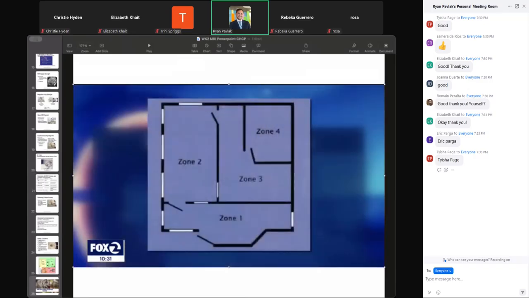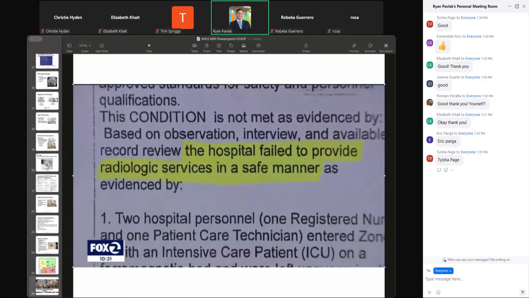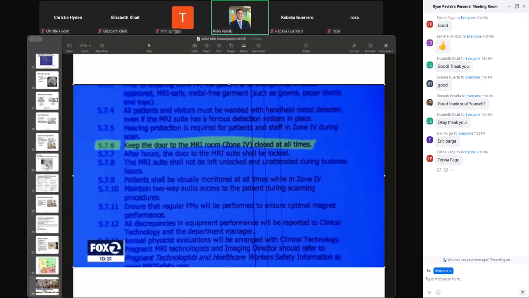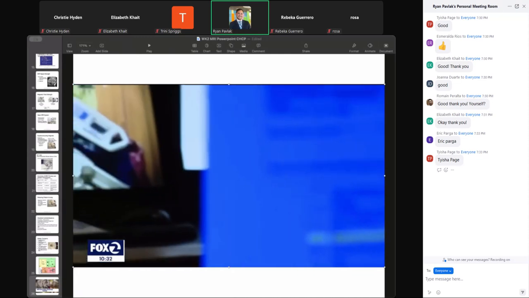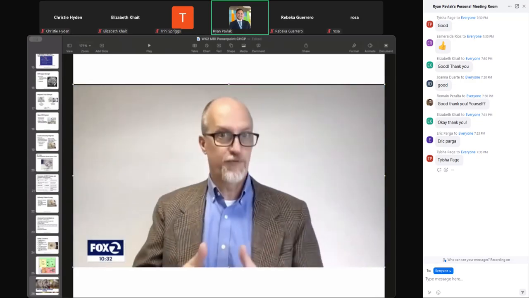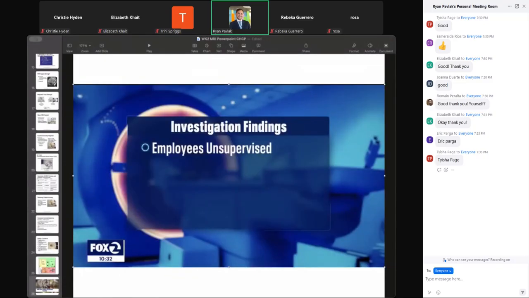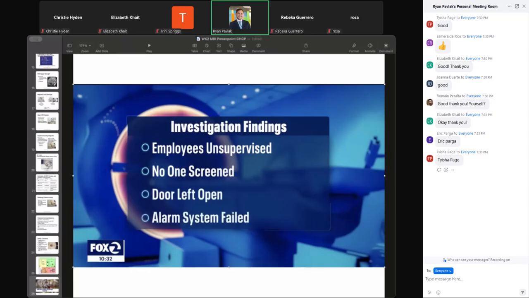It's why there are typically a series of rooms and doors, areas to screen for metal objects. But these findings by the California Department of Public Health show Kaiser Redwood City failed to provide radiologic services in a safe manner. And it's not just a failure of the last barrier, the last individual. It's a failure of many protections or preventions before we even get to that point. The systemic problems start, regulators say, with the nurse and patient care tech left unsupervised without MRI personnel. No one, including the patient, was ever screened. The door to the magnetic room was left opened, and the safety alarm never sounded.